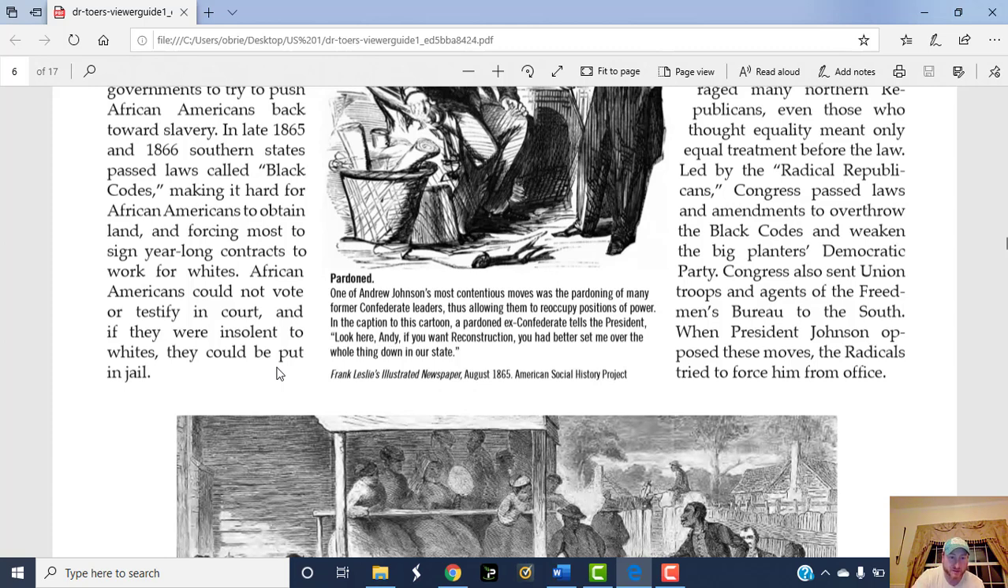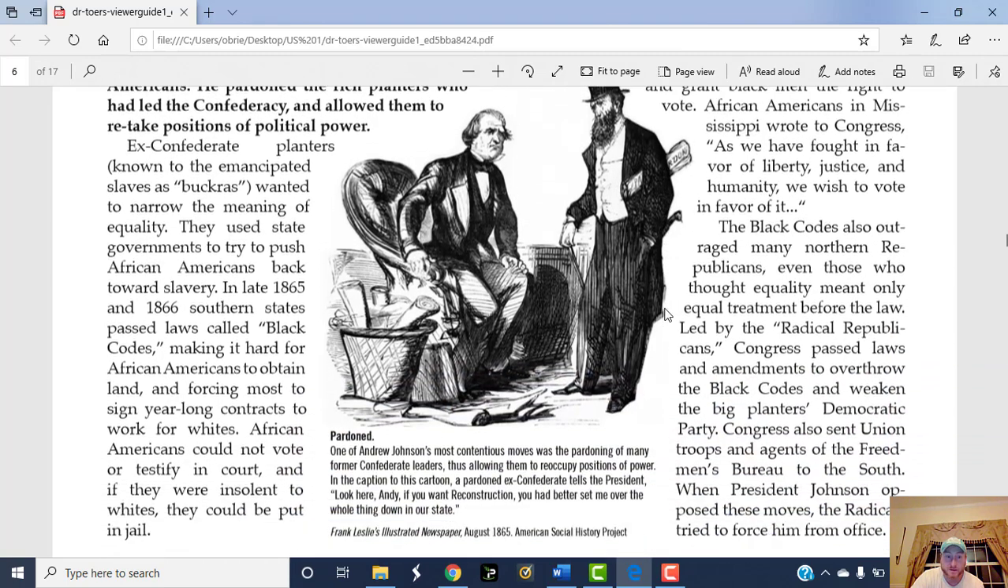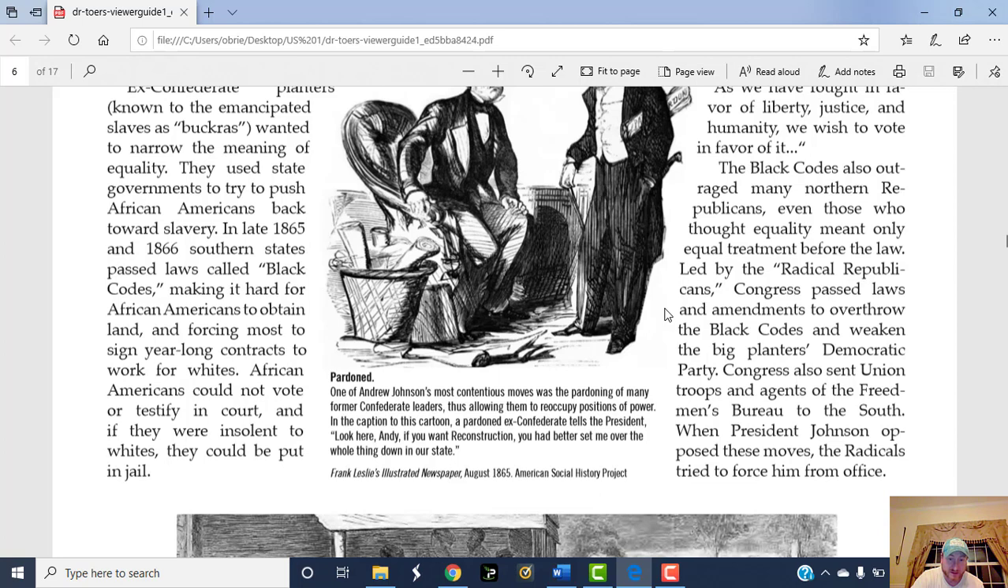African Americans during these years could not vote, they couldn't testify in court, and if they were insolent to whites, improper in public, they could be put in jail, arrested on charges of vagrancy or things like that. All right, remember the 13th Amendment allows slavery if you are in prison. So you also saw a major uptick in the arrest of African Americans, which hasn't stopped.